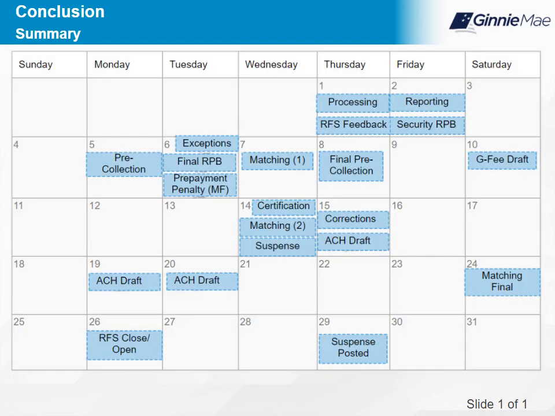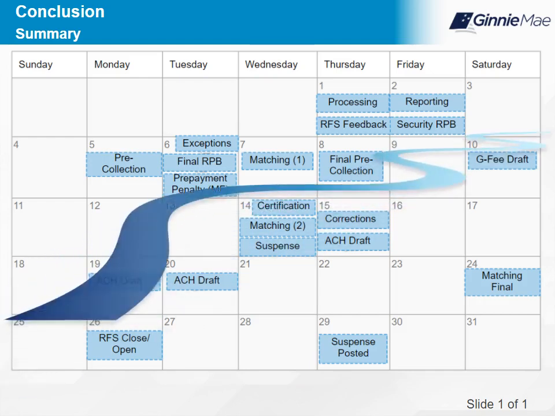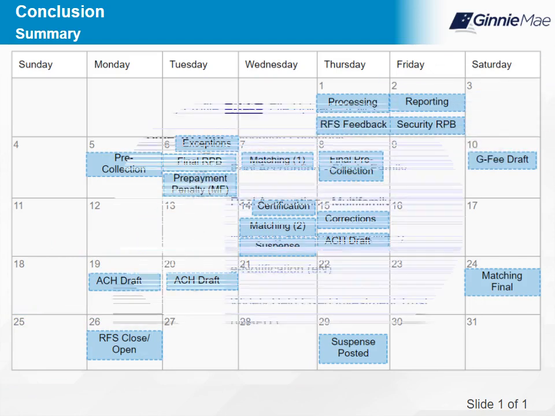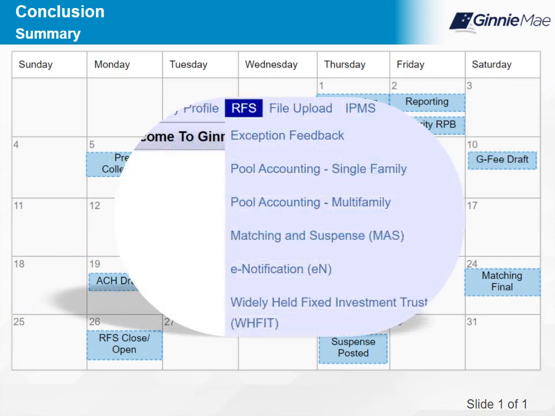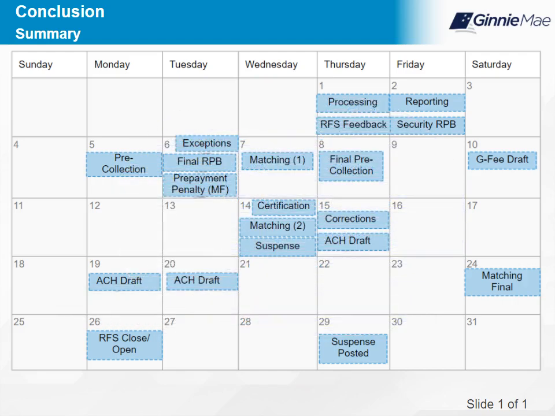The goal of this training module was to provide you with a high-level overview of the pooling and investor reporting workflow items and timeline, aligning issuer tasks with the calendar. You learned about the timeline for the workflow items and the interplay with the RFS so that issuers are clear about pooling submissions and reporting tasks and corrections.